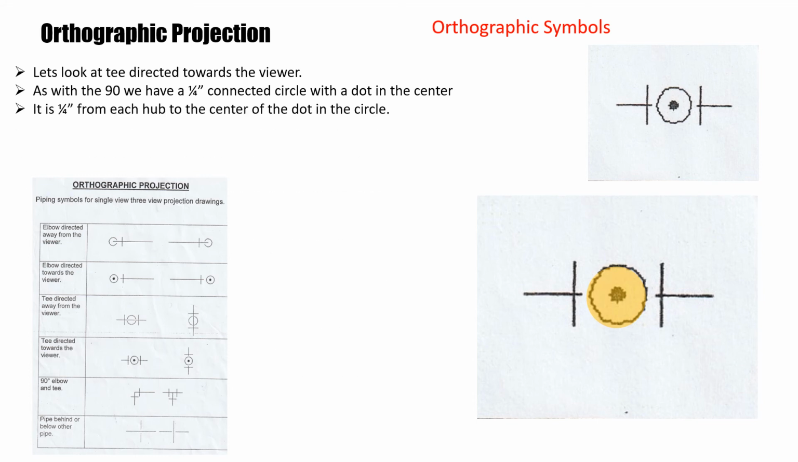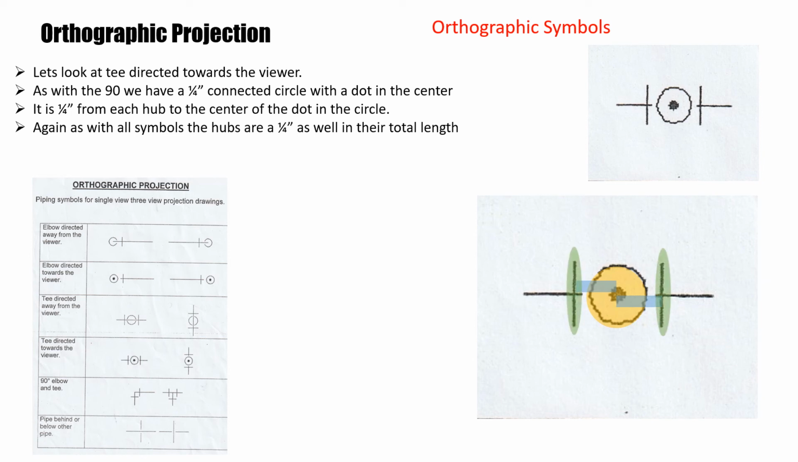It's a 1/4 inch from each hub to the center of the dot, whereas the other one, when the T is going away from you, is from the center of the circle. Here it's from the center of the dot. Again, as with all symbols, the hubs are 1/4 inch as well in their total length. All the hubs are 1/4 of an inch.